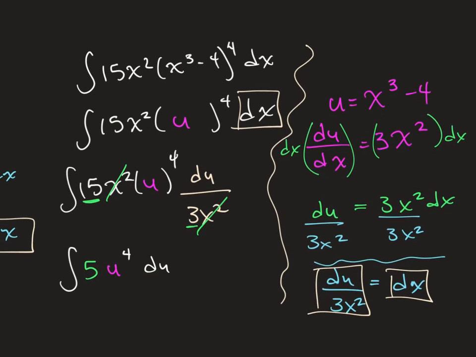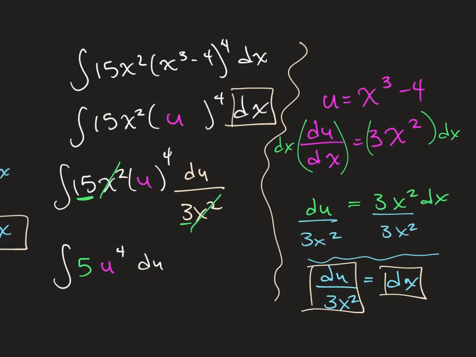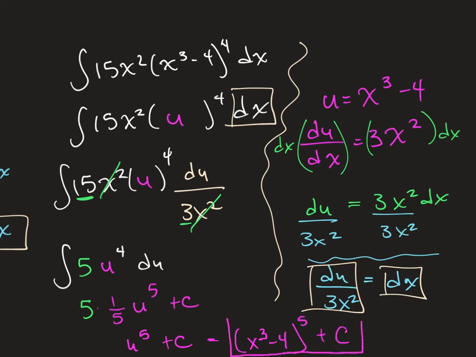I know how to solve that because this is just the antiderivative. And so I'd get 5 times 1/5 u to the 5th plus c. Right here, 5 times 1/5 is just 1, and so I'd get u to the 5th plus c, which means x cubed minus 4 to the 5th plus c is my antiderivative.